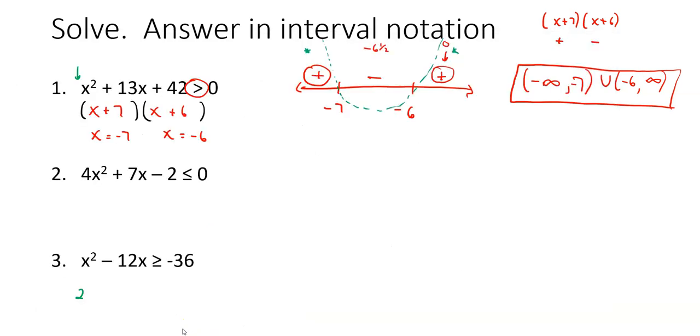All right, what's the third one there? X squared minus 12x is greater than or equal to negative 36.